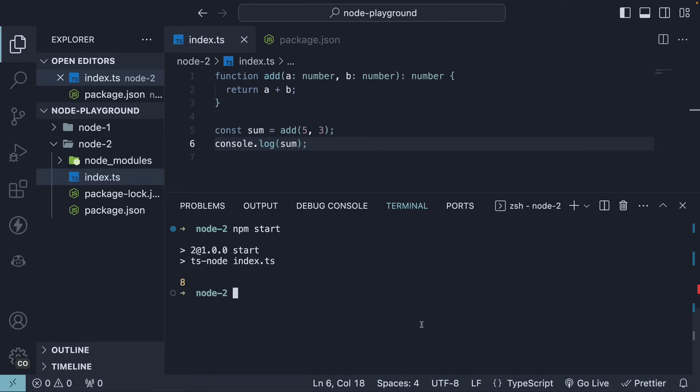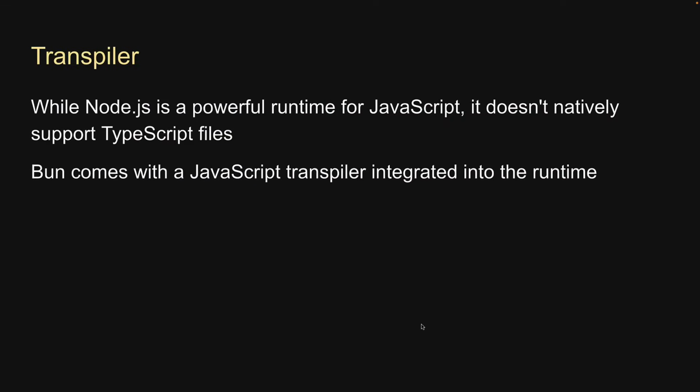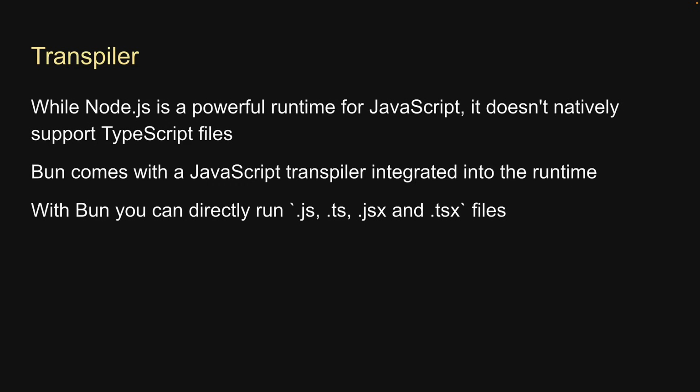In contrast to Node.js, Bun offers a more streamlined approach. It comes with a JavaScript transpiler integrated into the runtime. This allows you to directly run JS, TS, JSX, and TSX files. Bun's built-in transpiler seamlessly converts these files to vanilla JavaScript, facilitating immediate execution without additional steps.